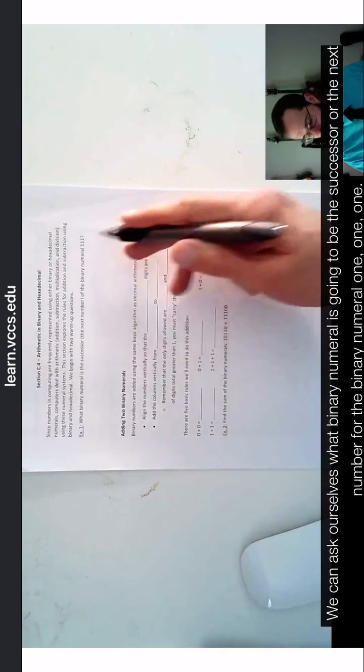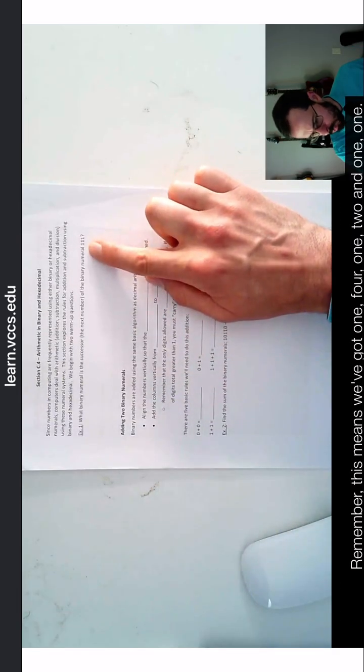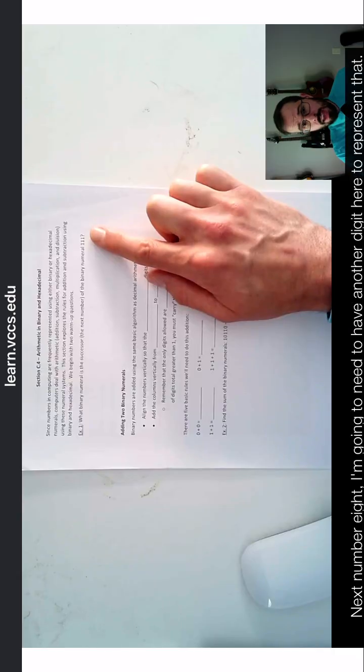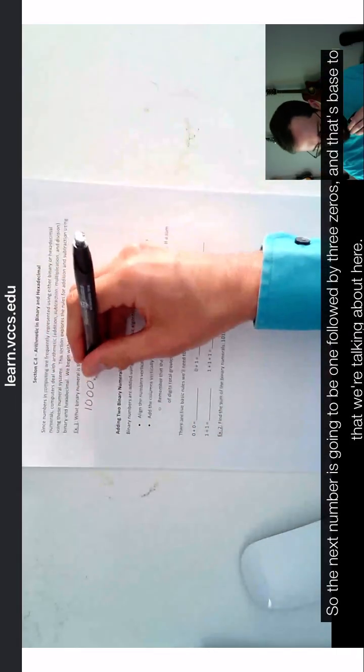We've done binary numerals now for the last few sections here. We can ask ourselves what binary numeral is going to be the successor, or the next number, for the binary numeral 1, 1, 1. Remember, this means we've got 1 four, 1 two, and 1 one. If I want to figure out the next number, well, that's 7, so it's going to take me up to 8. If I want to represent that next number 8, I'm going to need to have another digit to represent that. So the next number is going to be 1 followed by 3 zeros, and that's base 2 that we're talking about here. What's another way we could think about writing that?